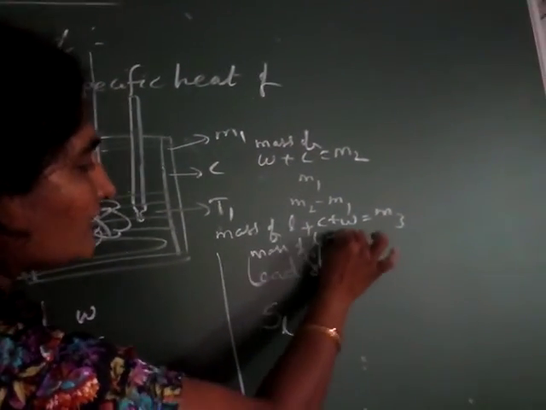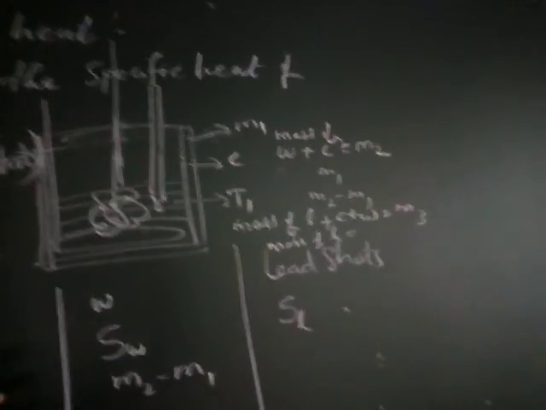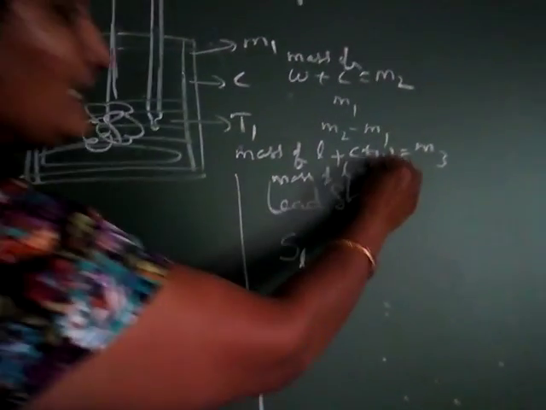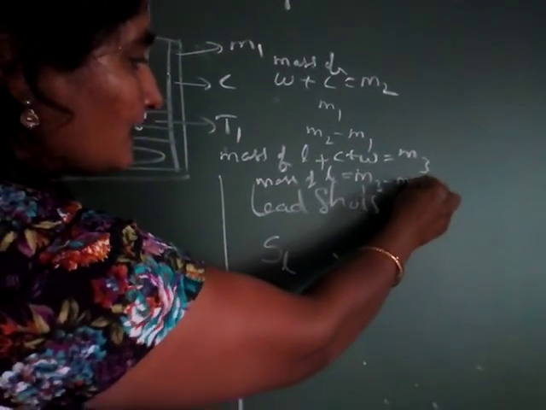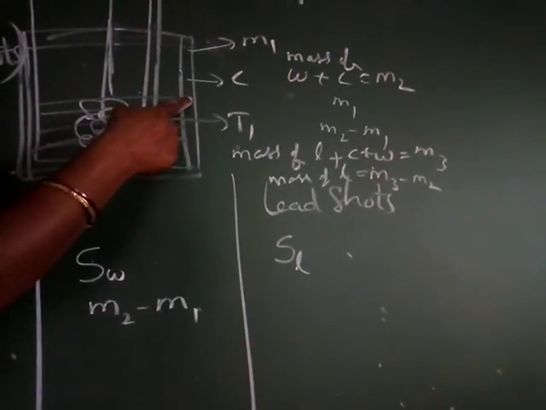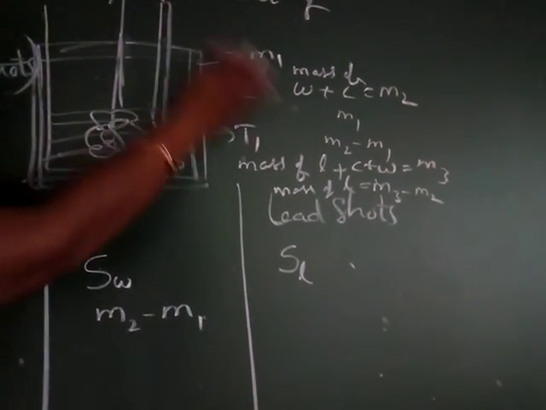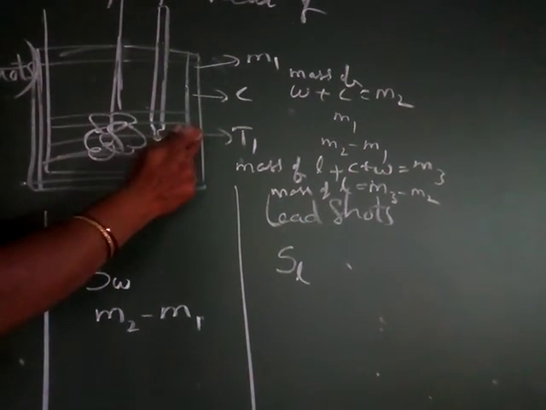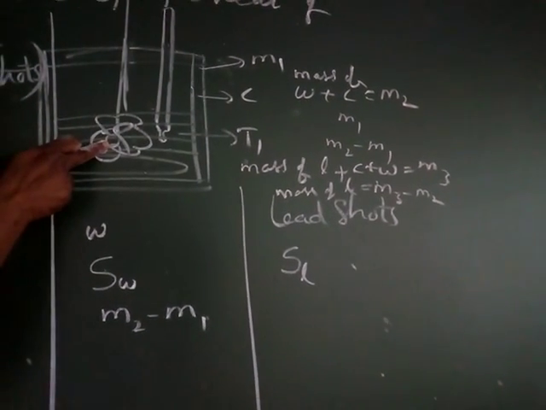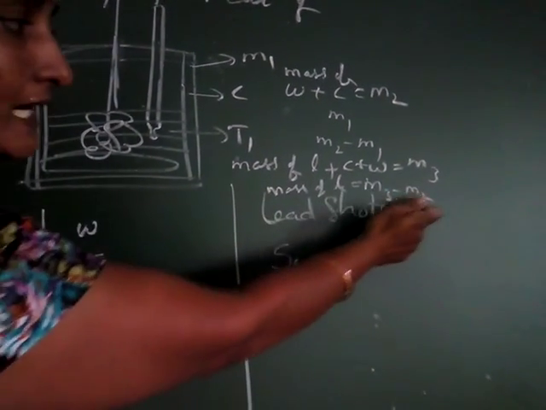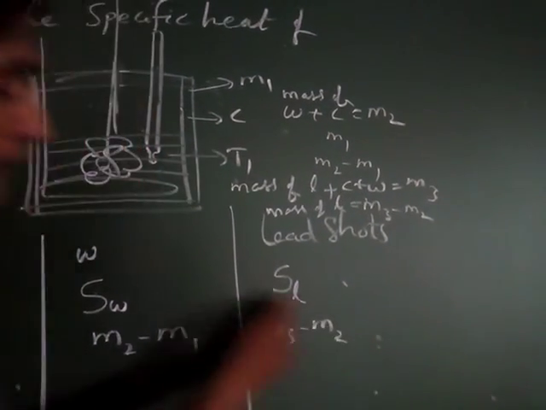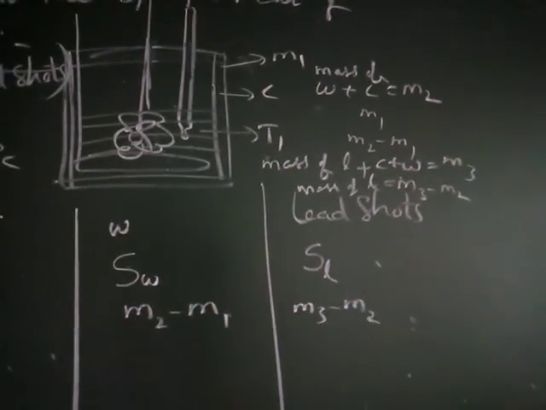Mass of lead shards. Can you say? We can get the mass of the lead shards by subtracting M3 minus M2. Yes or no? M2 is the mass of the calorimeter and water. We subtract these two masses from the total value and we will get the lead shards mass. Yes or no? That means M3 minus M2 is the lead shards mass. Okay, do you understand?